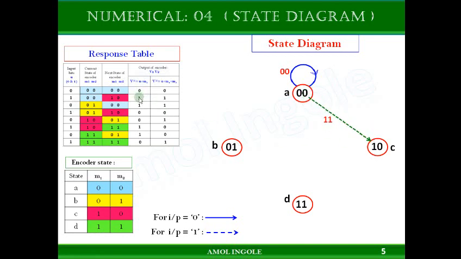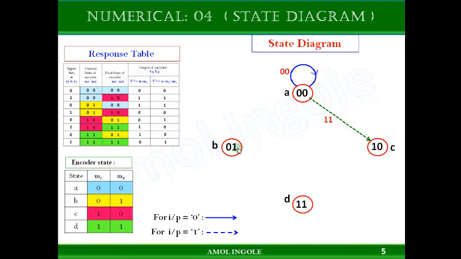The output will be 1 1 here. Okay. So the 0 0 state is over now. Let's now see the 0 1 state, or state B.